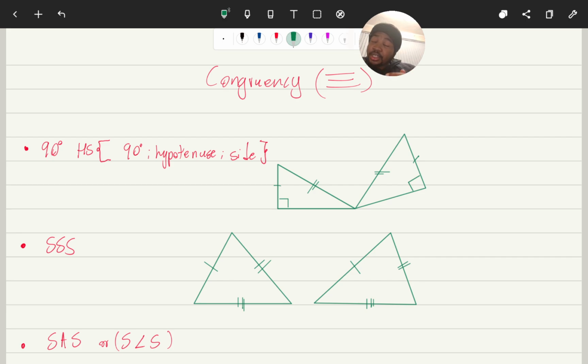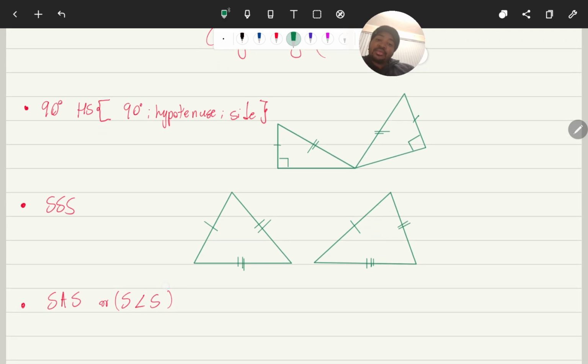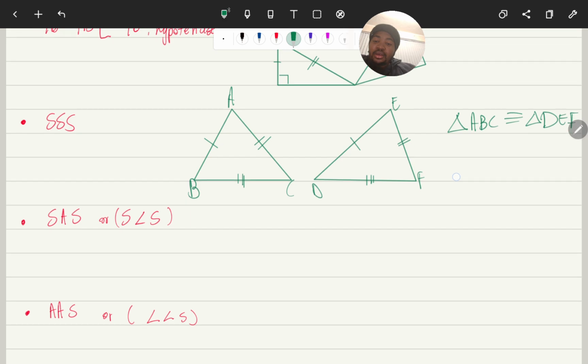Something I forgot to mention initially: for congruency, there is a symbol that we would use. So for example, say this is a triangle ABC and DEF. We would then say triangle ABC is congruent to triangle DEF, to say that they are congruent, né?